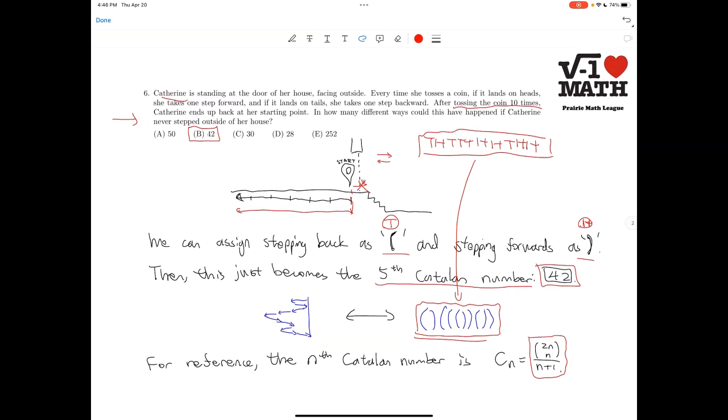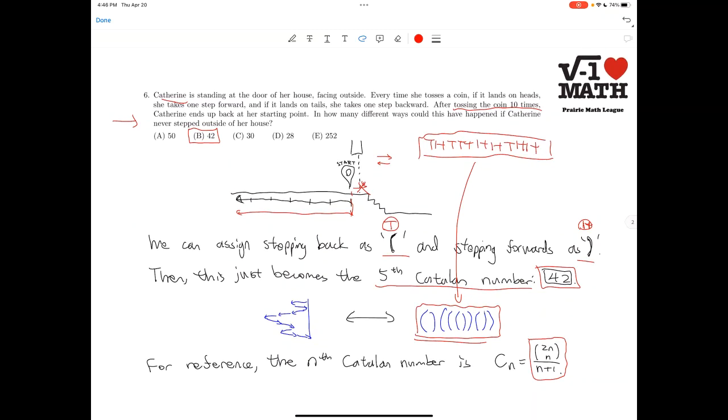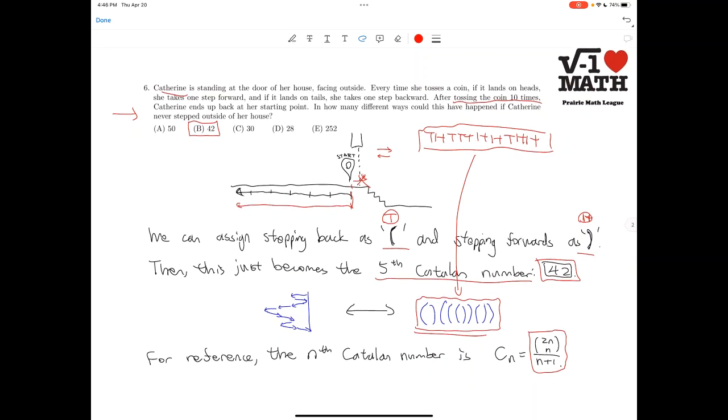Now remember this, and don't forget it the way I forgot it in round 136. If you want to see more Catalan number problems, check out problem 6 of high school rounds 136 and 138. Stephen has a really nice solution in round 138, problem 6. Anyways, thanks for watching.